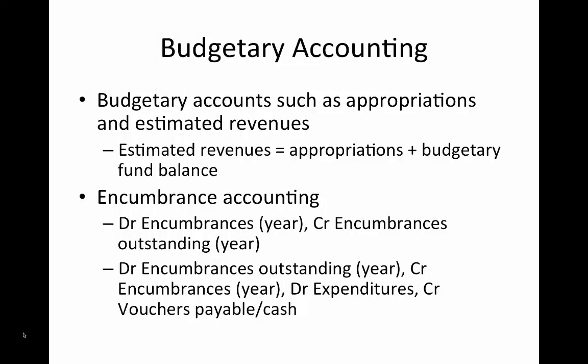You need to understand the debits and credits that are associated with encumbrance accounting. For instance, when an encumbrance is put into place, you're going to debit encumbrances, and you're going to identify what year they're related to, because that's important. You're going to credit encumbrances outstanding, and again, identify the year. And then when you actually get the good or service that was purchased that the encumbrance is related to, you're going to reverse that. You're going to debit encumbrances outstanding. You're going to credit encumbrances, and then you're also going to have a debit for expenditures and a credit for either cash, if you paid in cash, or for vouchers payable.